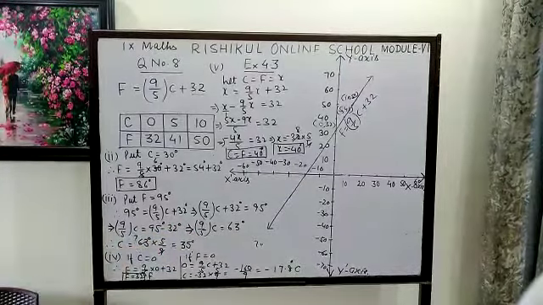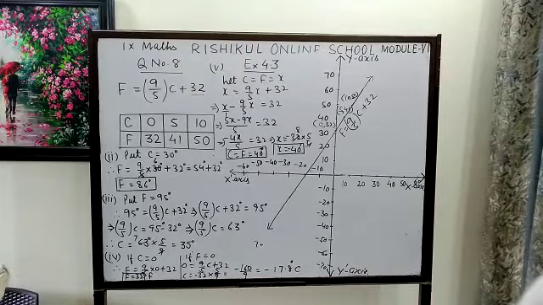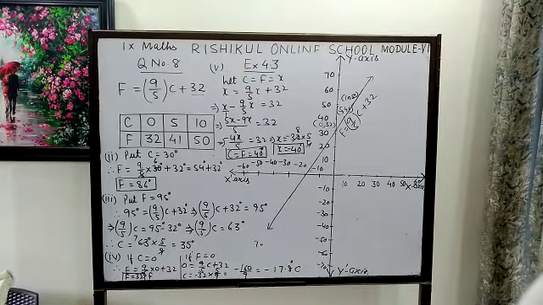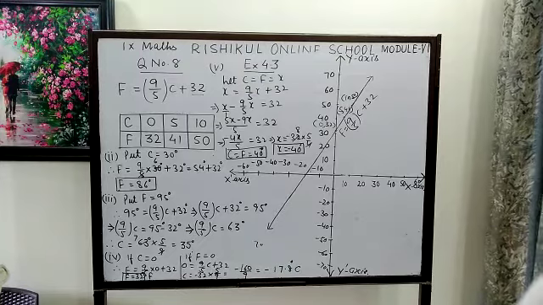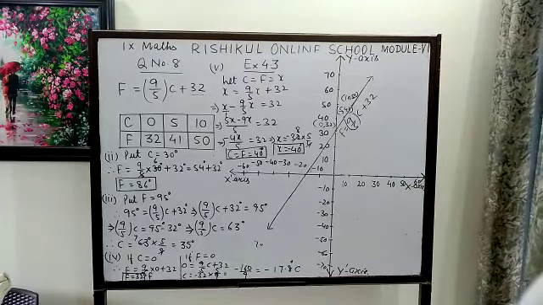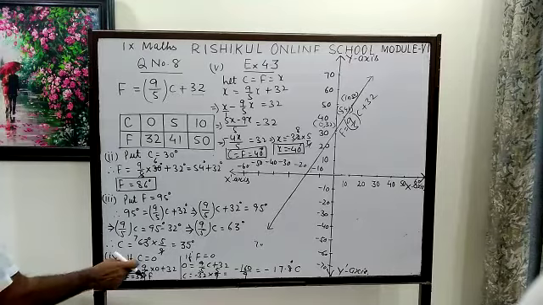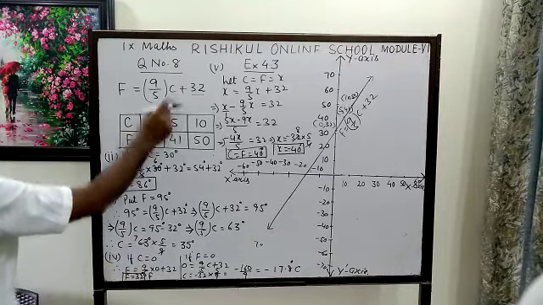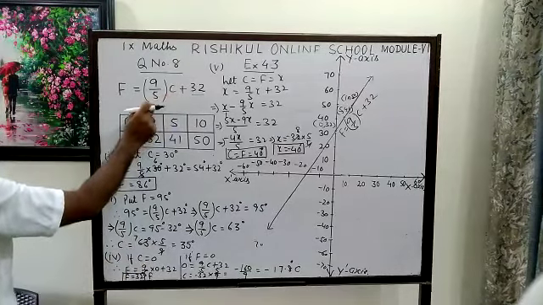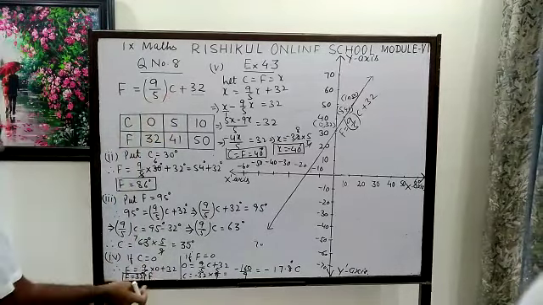Now the fourth part. If the temperature is 0 degrees Celsius, what is the temperature in Fahrenheit? And if the temperature is 0 degrees Fahrenheit, what will be the temperature in Celsius? Then put C equal to 0. If C is equal to 0, you get 32, no problem.